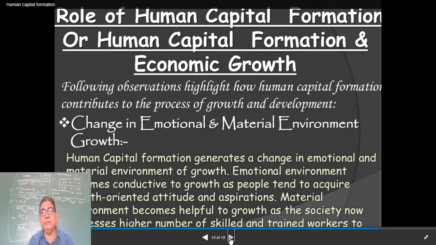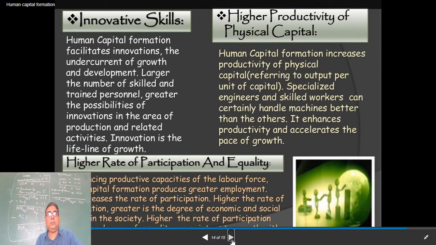Following are the observations I have found that I am going to highlight here. Change in the emotional and material environment. Human capital formation generates a change in the emotional and material environment of growth. Emotional environment becomes conducive to growth as people tend to acquire growth oriented attitudes and aspirations. Material environment becomes helpful to growth as the society now possesses a higher number of skilled and trained workers to innovate skills.